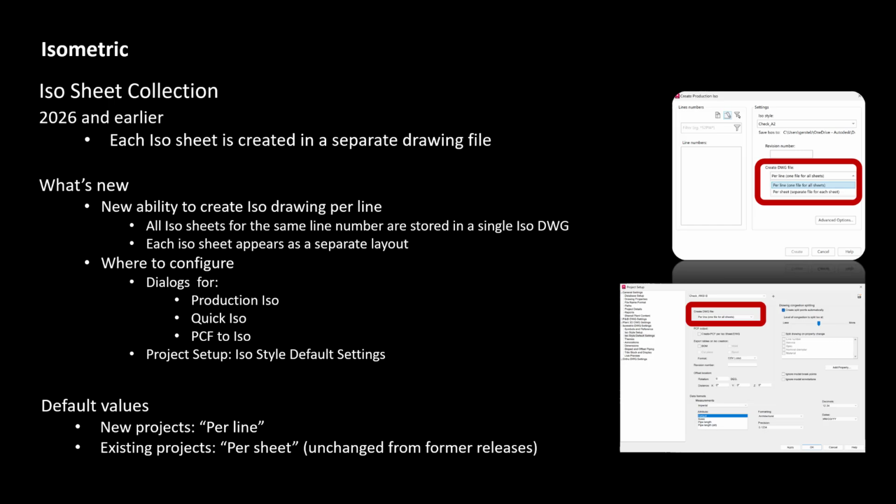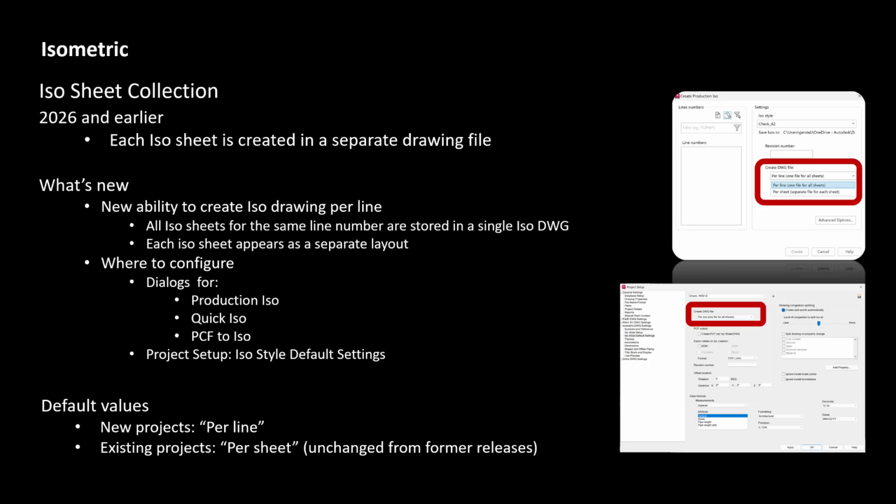In 2026 and earlier, every isometric sheet generated its own separate DWG file. If you had a line with 5 sheets, that meant 5 individual files to manage. Starting in 2027, there's a new option to create one DWG per line number, where each ISO sheet becomes a separate layout tab within that single file. This applies across production ISO, quick ISO, and PCF to ISO workflows.